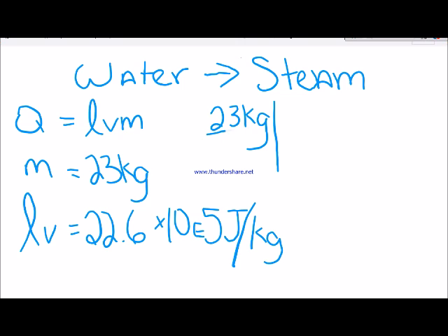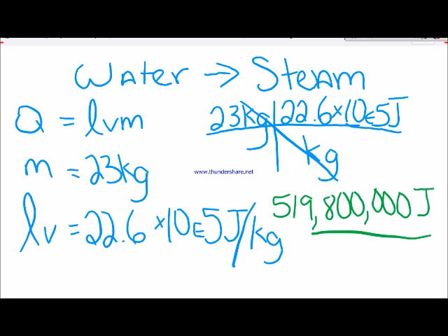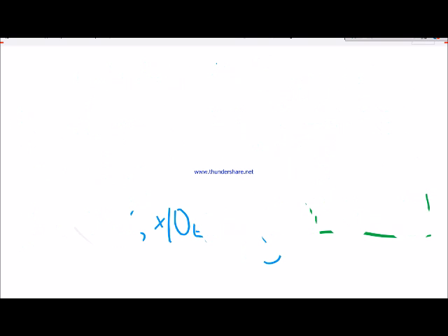Now, this is the second to last part of the problem. As you see, I already have everything set up, and now I'm doing unit analysis. The kilograms cancel out, and then you multiply across. Answer will be 519,800,000 joules.